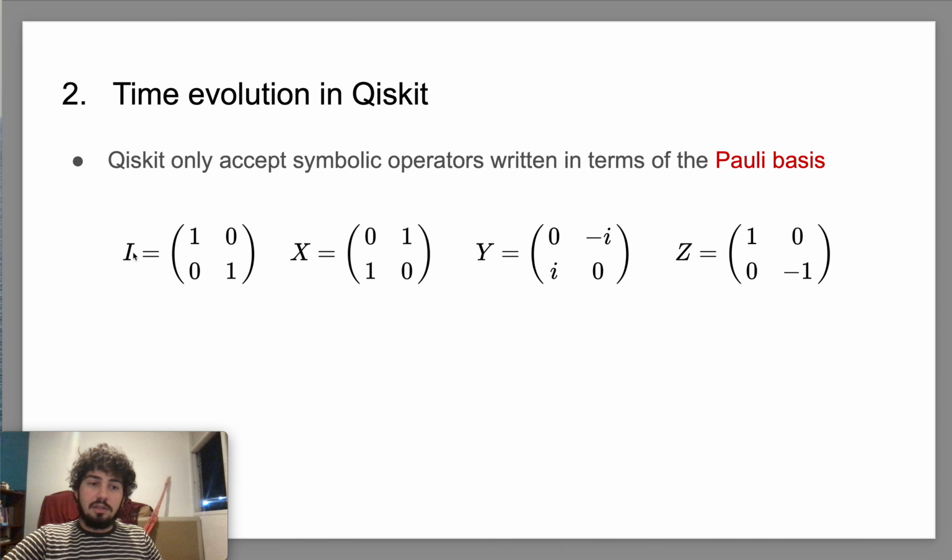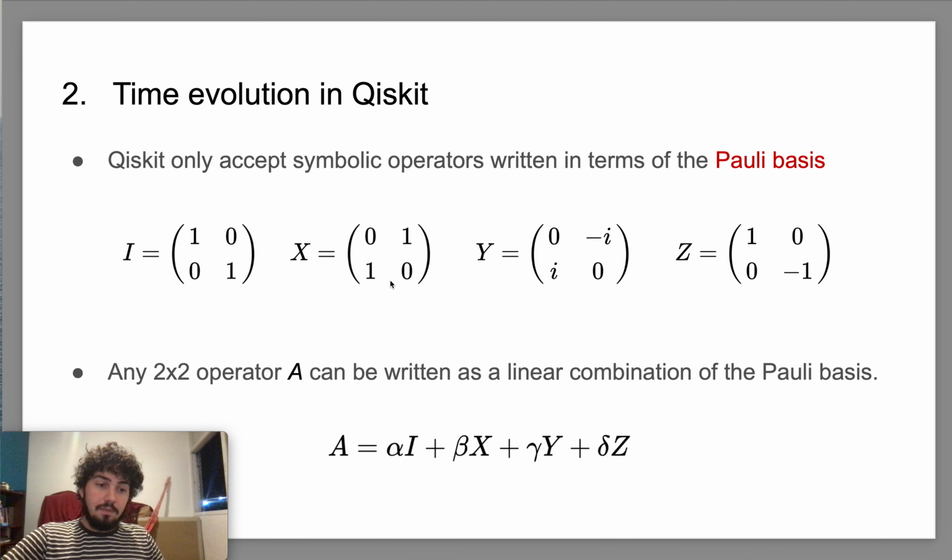We call this, of course, the identity operator, and we call the sigma x, sigma y, and sigma z Pauli matrices the X, Y, and Z gates. Okay, we're going to apply them to quantum circuits. The good news is that any operator A can be expressed in terms of the Pauli basis. This is why it's called the Pauli basis. So any operator you wish can be implemented in your quantum circuit.